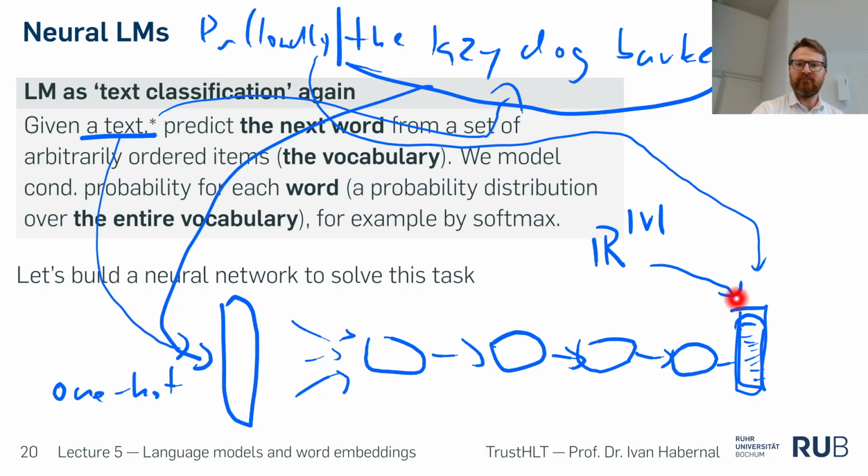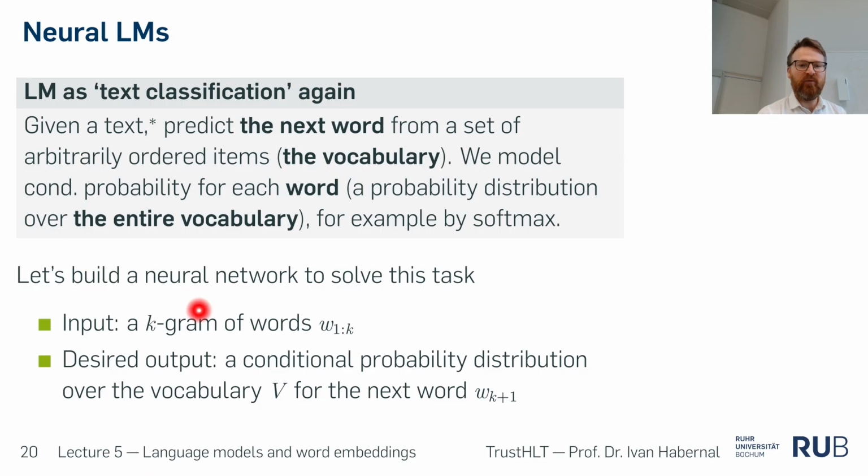Okay, good. So this is exactly what we did. The input would be some sort of k-gram of words, 1 to k. Maybe you want to have it unlimited, but let's take some n-gram first, like a k-gram, a few words, and the output is the conditional probability distribution over the vocabulary for the next word. Okay, so we had it already.